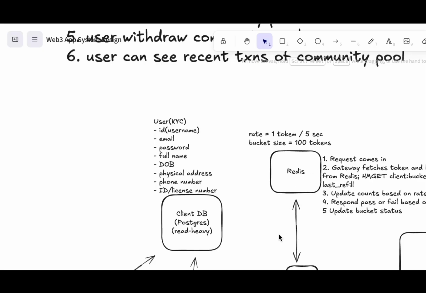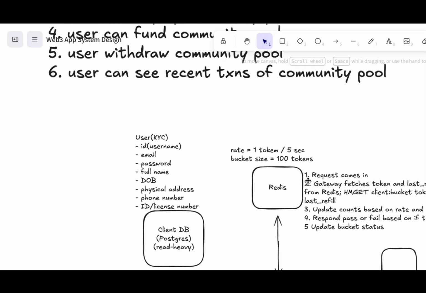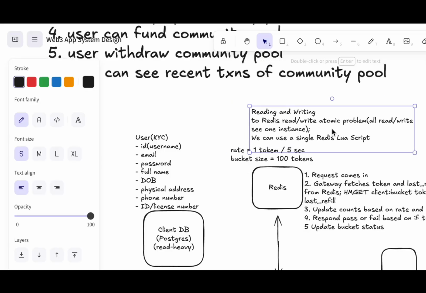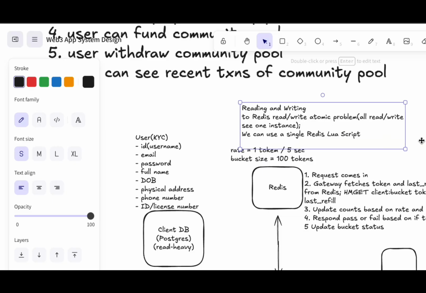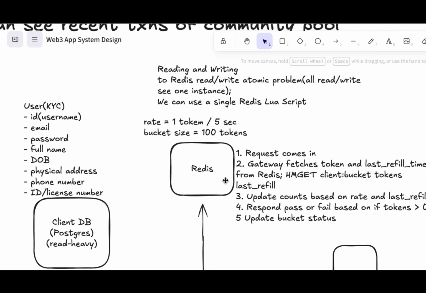And as you can see, this is kind of a problem, because that means we're constantly reading and writing to this Redis instance, this cache. But it's not too bad of a problem, because we can use things like Redis Lua scripts. It's a single instance of Redis, and it allows you to read and write atomically, so you read and write in one instance, and it takes care of that. So we can put that over here and remind ourselves to use a single Redis Lua script when we are creating this cache over here.